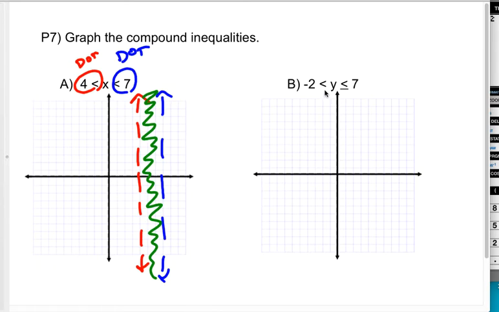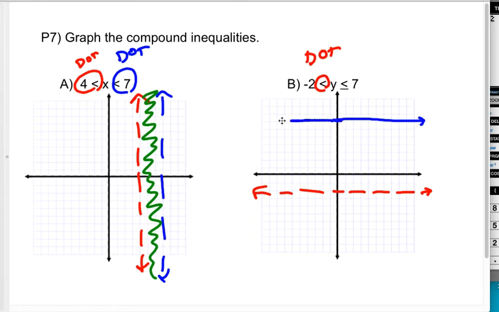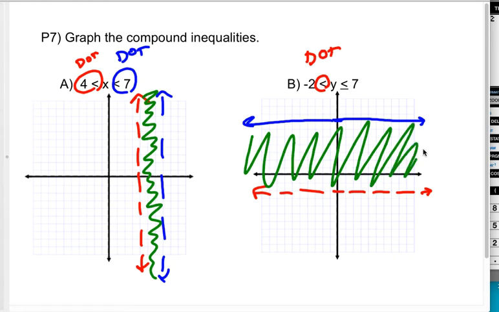For this one, I'm going to have a dotted line at -2. So y equals -2 is down here. I'm going to have a solid line up at 7. So there's 5, 6, 7. And I want to shade all the stuff in between. Okay? So that's the gist.